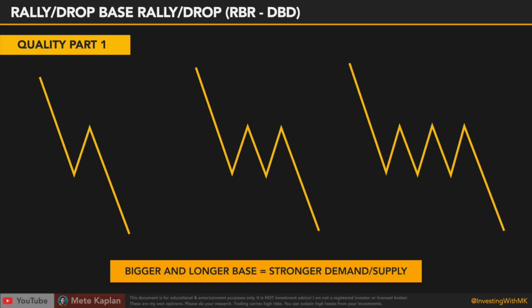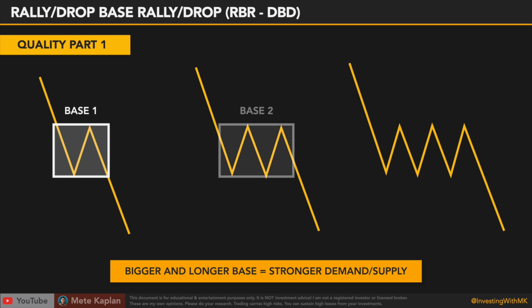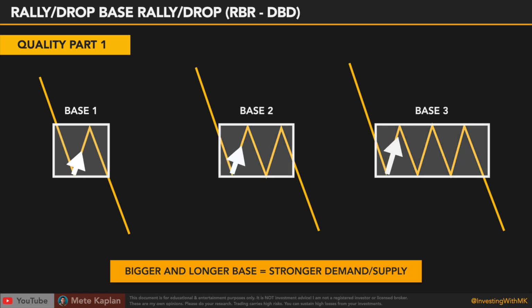I have a couple of quality checkpoints for these patterns. First of all, a bigger consolidation is better for us. It means that more orders are accumulating, more transactions happen, more volume area, and a natural high volume node level from the volume profile. So a bigger and longer base means a much stronger demand or supply area.